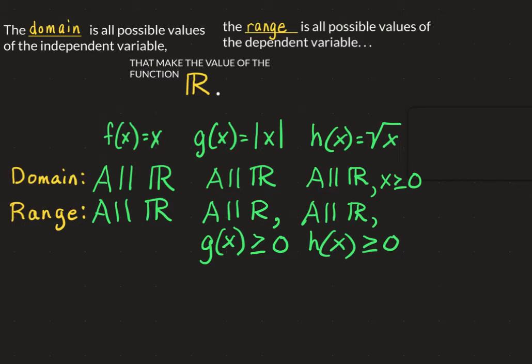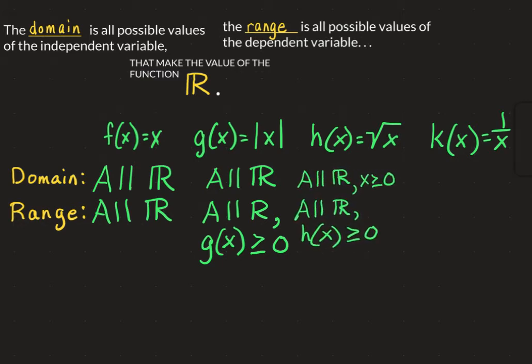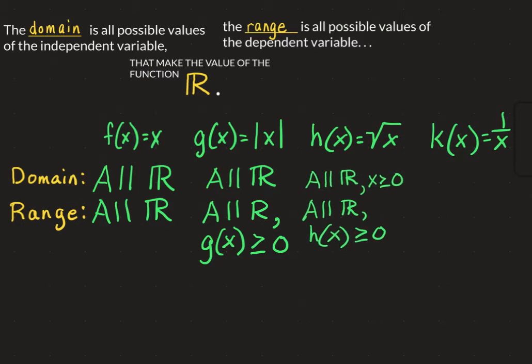And let's take a look at one more function in our chart. Let's look at k of x equals 1 over x. Right, I'm going to have to make this a little bit smaller here so I can fit everything into my chart. All right, so k of x equals 1 over x. Is there any value of our independent variable which will not return a real number?